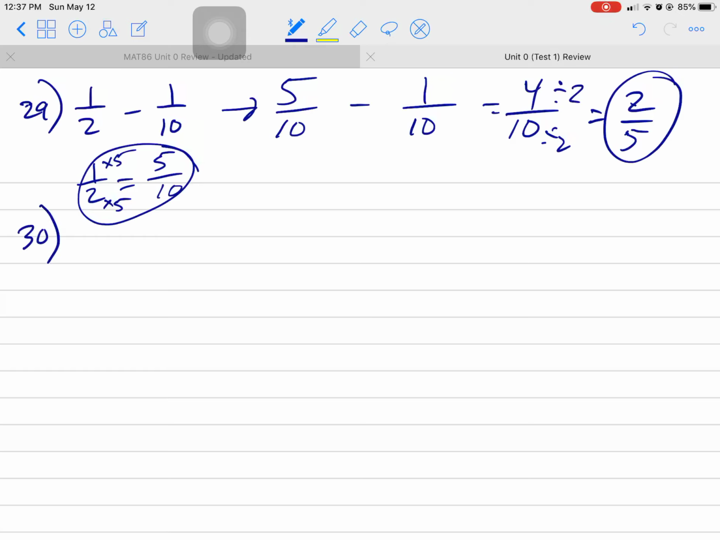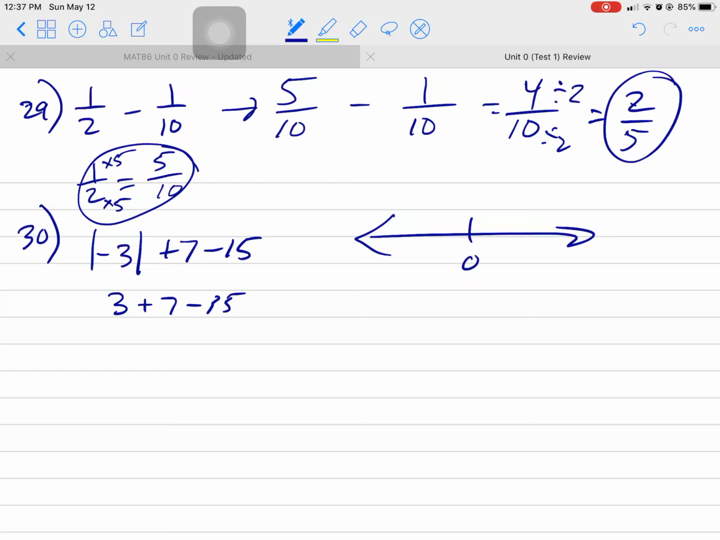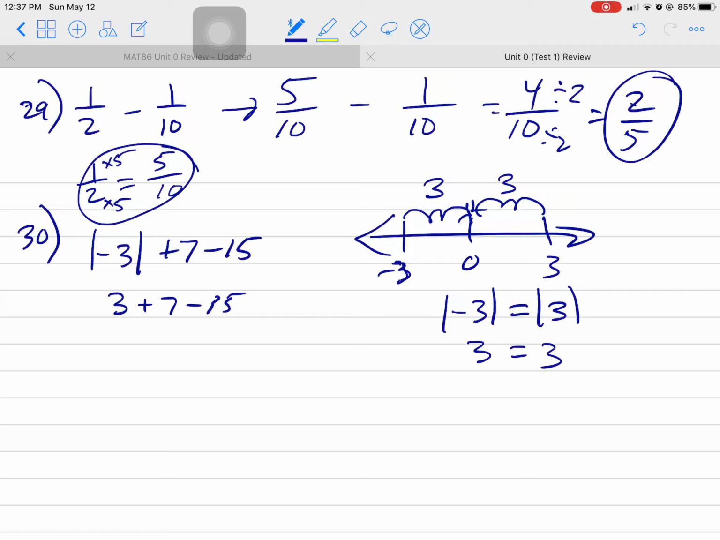Absolute values, let's see. Absolute value of a negative 3 plus 7 minus 15. The absolute value of a negative 3 is a positive 3. How do I know that? Absolute values tell you the distance, the number of units. 1, 2, 3 gets you to 0 from a negative 3. 1, 2, 3 gets you to 0 from here. So the absolute value of a negative 3 equals the absolute value of a positive 3. They're both 3, okay? Because absolute values are distances. They're always positive. They're how far away something is from the other.